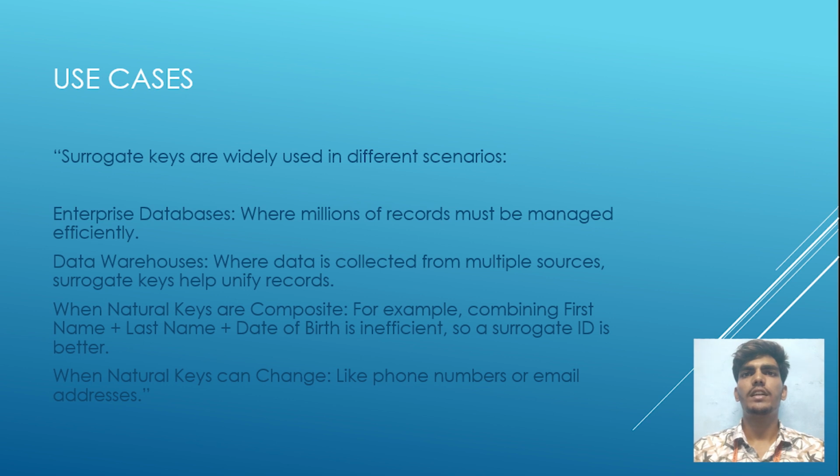Surrogate keys are widely used in enterprise databases where millions of records must be managed efficiently, and in data warehouse schemas, where data is collected from multiple sources. Surrogate keys help to unify records. When natural keys are composite, for example combining first name, last name, date of birth, and so on, a surrogate key ID is better. Also when natural keys can change, like a phone number or email ID address.